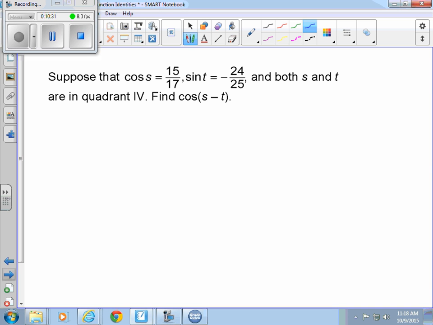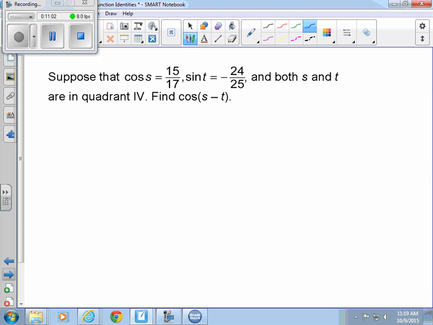It is a big time rarity, like once in a lifetime, but I have seen this show up on an ACT before. Not necessarily with this problem, but with a difference identity. I did not mean to use cosine all day long. This works identically if it's a sine identity. You just use the correct identity, the appropriate identity.